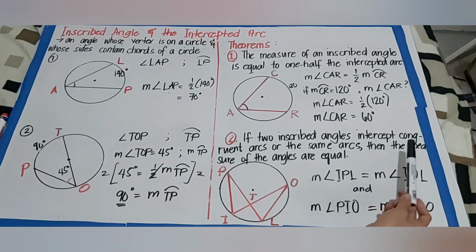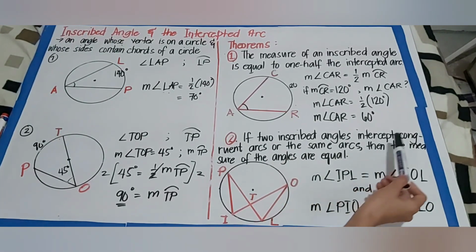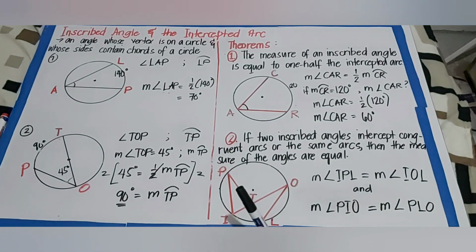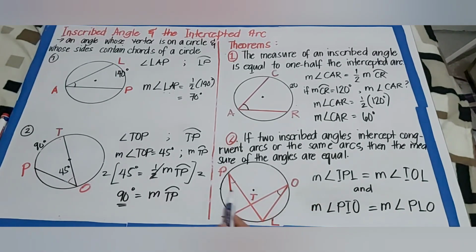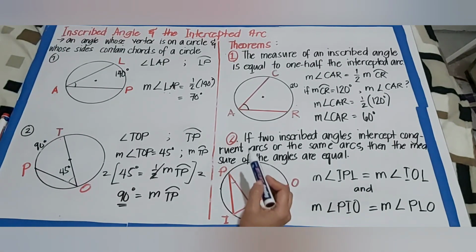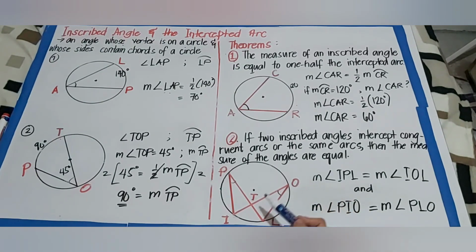If two inscribed angles intercept congruent arcs or the same arcs, then the measure of the angles are equal. So, simple. Ang sinasabi dito, kapag pareho sila ng intercepted arc, yung inscribed angle ay equal. So, in our example, we have here arc IL, which was intercepted by angle IPL, eto yun, at angle IOL. So, yung angle P, ito ang arc niya, angle O, ito rin ang arc niya. So, pareho sila ng intercepted arc. Kaya si angle IPL at si angle IOL ay equal. Ang measurement nila ay equal.